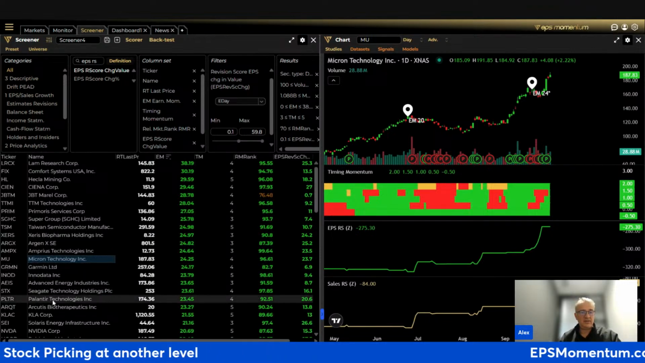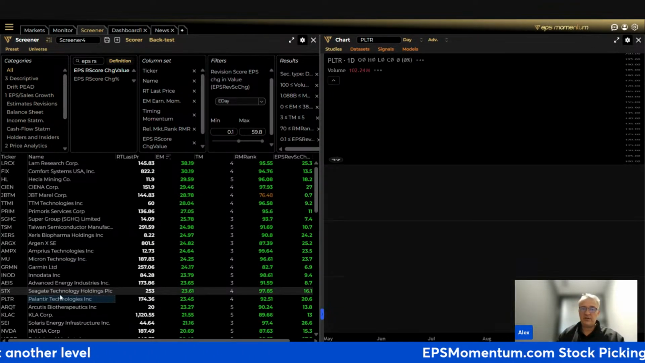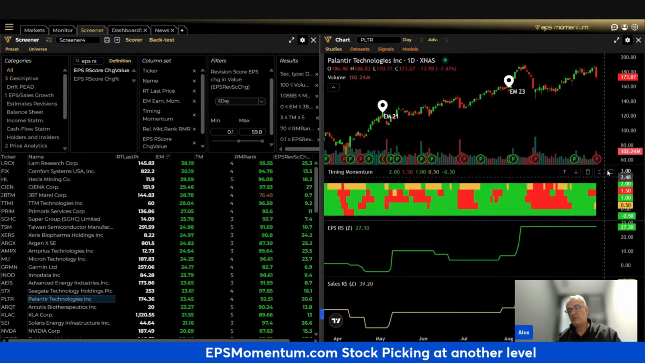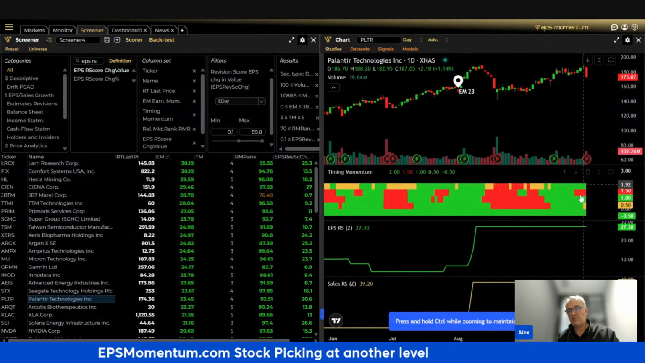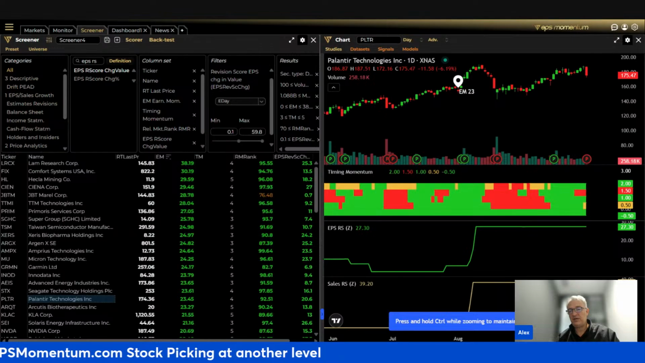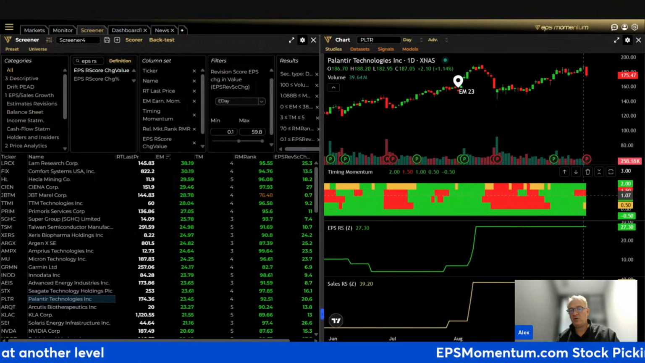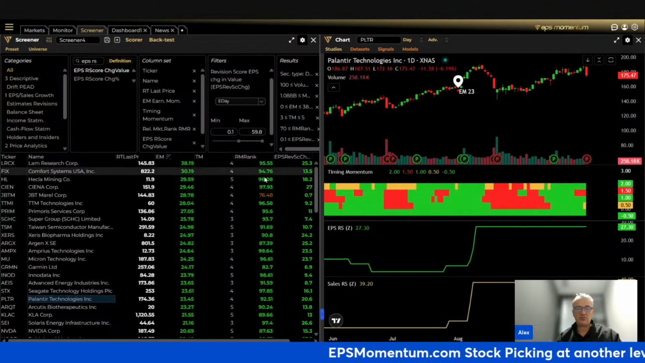Garmin, Palantir. Of course, we've seen Palantir. So Palantir, yeah, good example. So we have a negative power day here. The TM is turning reddish. It's been all green for a while and then turning reddish here. So something to watch there.